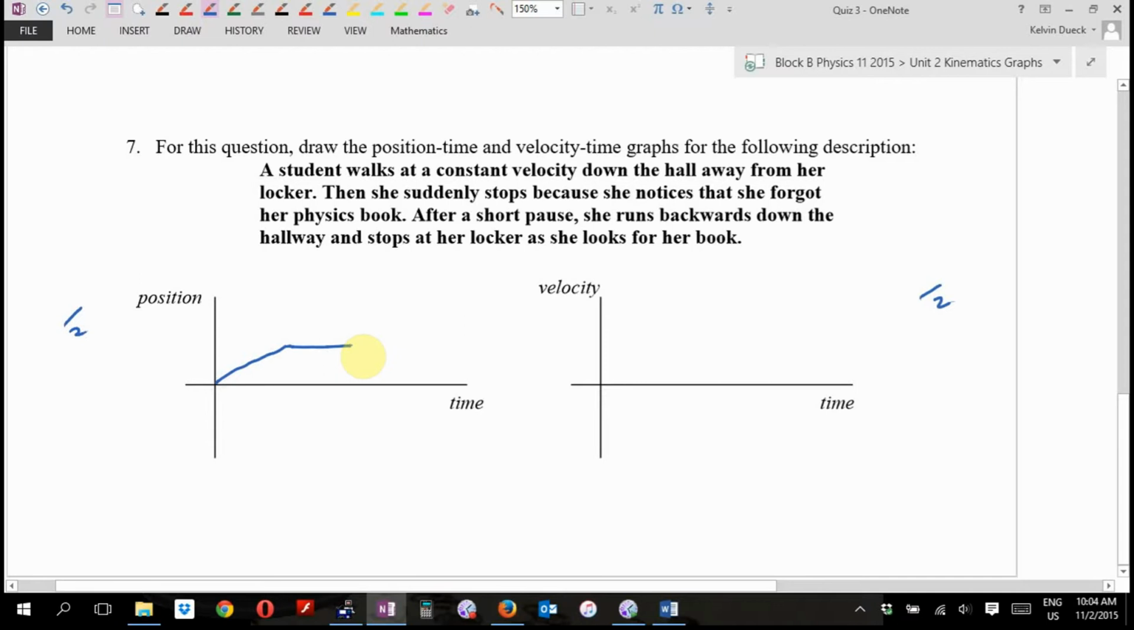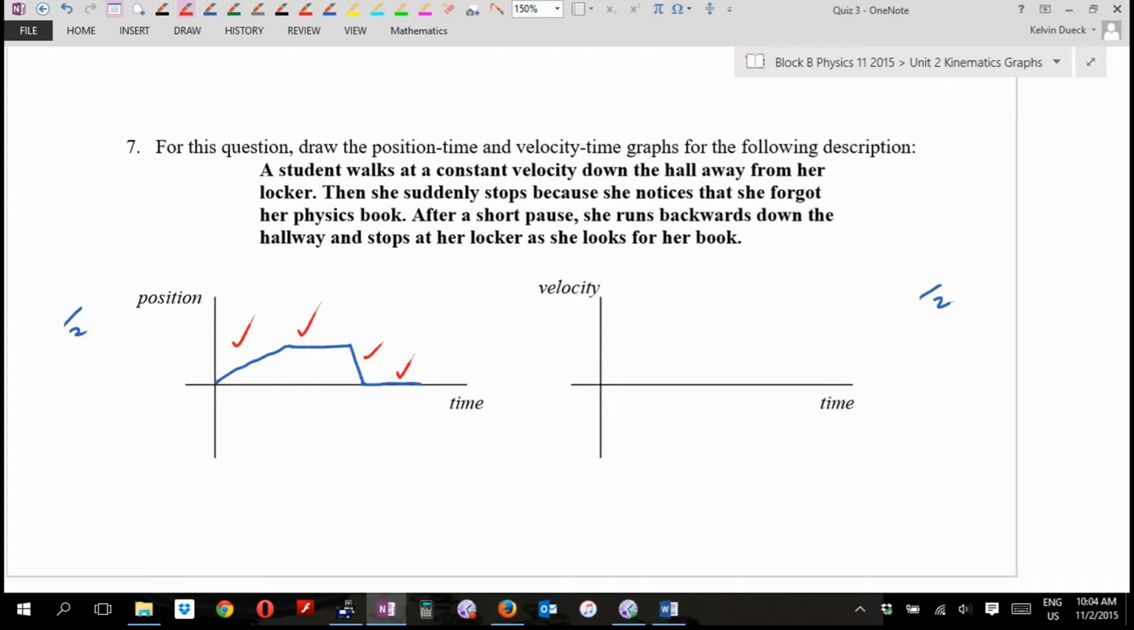So I'm going to say there's running, steeper than walking, and stops at her locker as she looks for a book. I would give you a half mark for each of those 4 chunks. If you're missing one of those chunks, you lose a half mark, or if you have an extra chunk, you lose a half mark. Does that make sense? Okay?